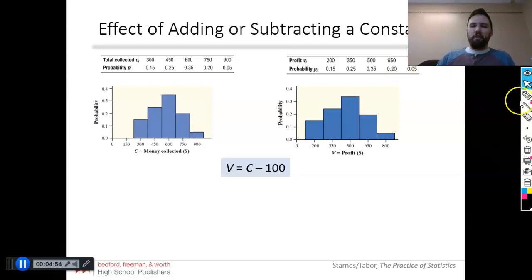If I were to overlay the one on the other, the whole thing would just be shifted over 100. So the shape's the same. The center moved down 100, and the spread is exactly the same as well. You went from 300 to 900, now you're going from 200 to 800. Spread not changed. Center is changed. Shape is the same.